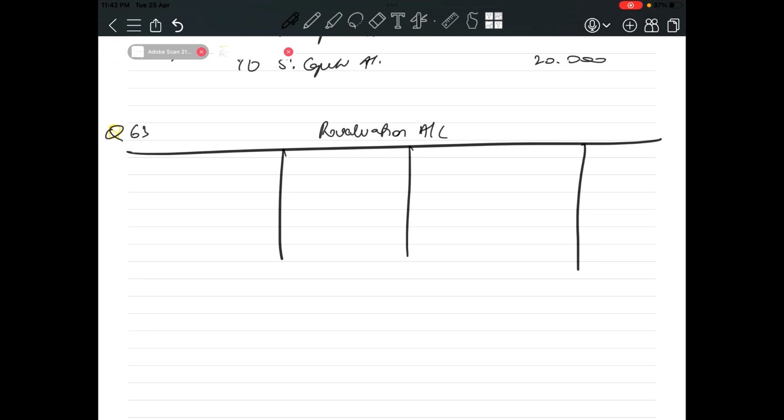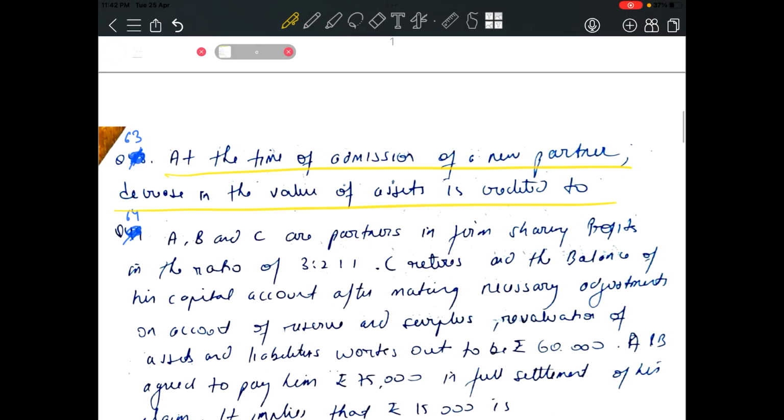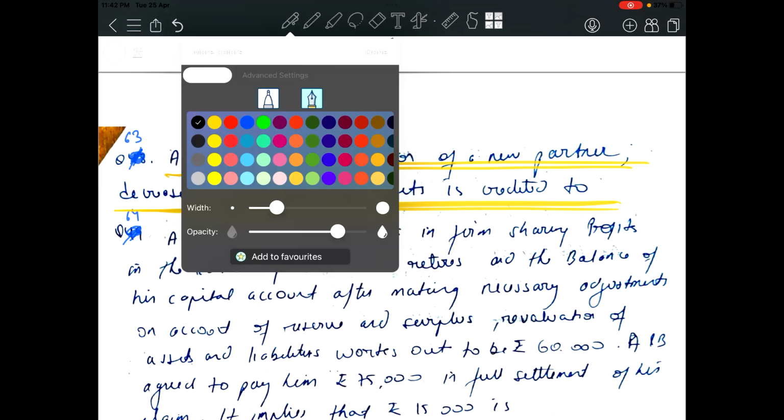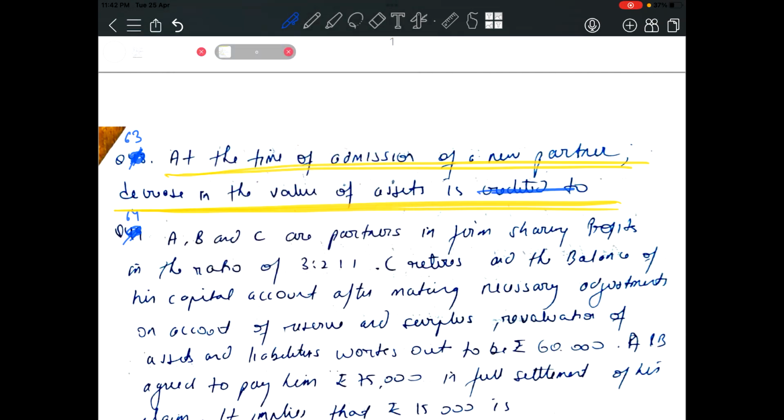So what is the question saying? At the time of admission of a new partner, decrease in value of assets is credited to which account? It is credited to revaluation account. Basically this should be debited. This is wrong, this is debited.